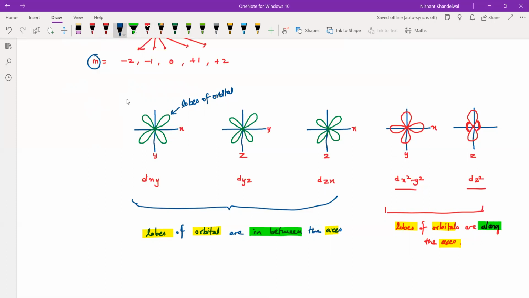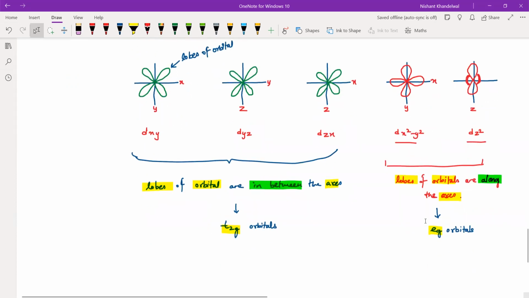So these three orbitals, dxy, dyz, and dzx, are known as t2g orbitals, and these two are known as eg orbitals. The t2g and eg terms are derived from symmetry, group theory. This is an advanced topic, but I am giving you some knowledge so that you feel confident. We will discuss t2g and eg in transitions, whenever there are spectra or transitions of electrons, which is very helpful in coordination chemistry.